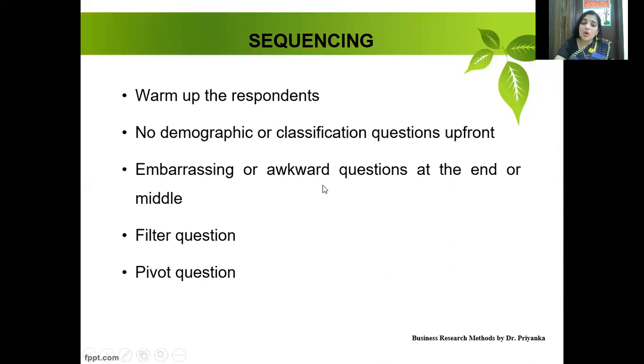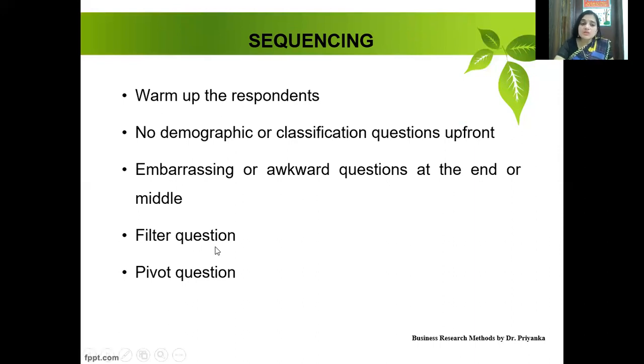Then embarrassing or awkward questions at the end or in the middle. Whenever you feel that these questions are a little embarrassing or awkward, you can put them either at the end or in the middle of those questions which you feel might make the respondent feel better, a little lighter.